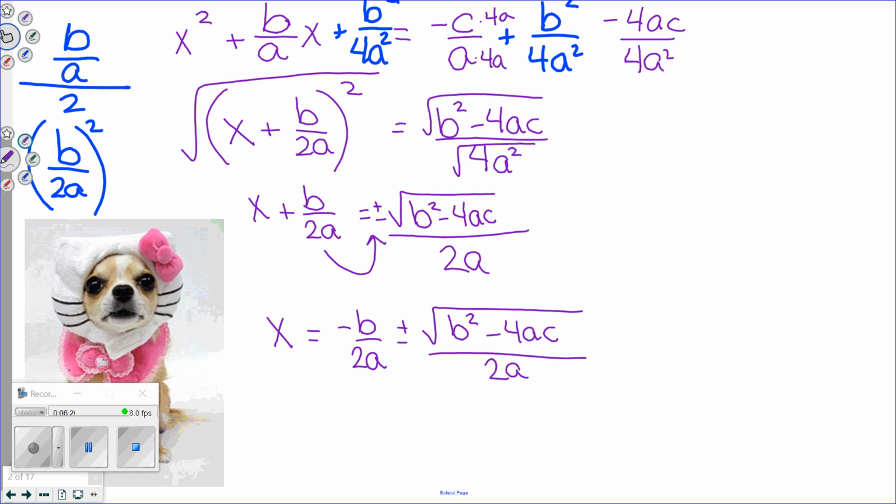Now, somebody, I can't remember if it was this class or it might have been my other class, asked, if they have the same denominator, can I technically write it all over that one denominator? Yeah. So I can actually write this whole thing over 2a because they're already the same. So negative b plus or minus square root b squared minus 4ac all over 2a. There's the quadratic formula.